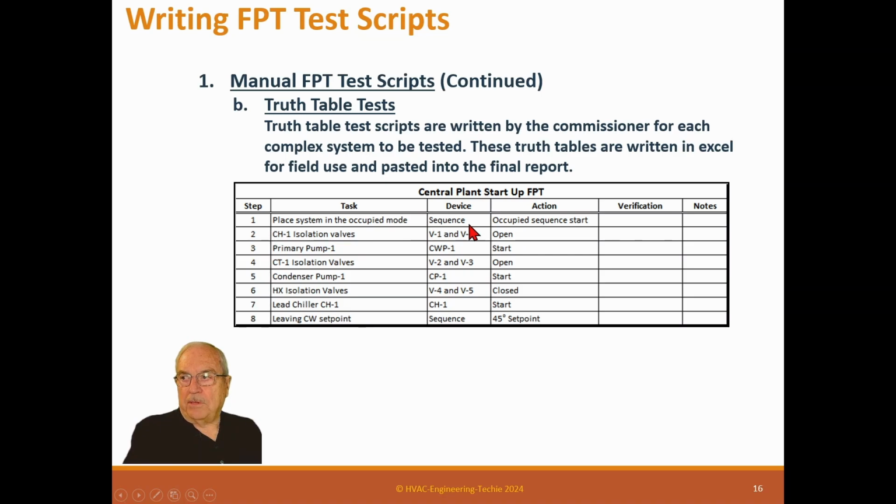So place the system in occupied mode, and you see it starts. And you check out what is supposed to happen: chiller 1 isolation valve is supposed to open. Primary pump starts. The cooling tower isolation valves open. Condenser pump 1 starts. Heat exchanger isolation valves are both closed. Lead chiller CH1 starts. Leaving chill water set point is shown to be 45 degrees. And so this would be a truth table, and you say verified, verified, verified.